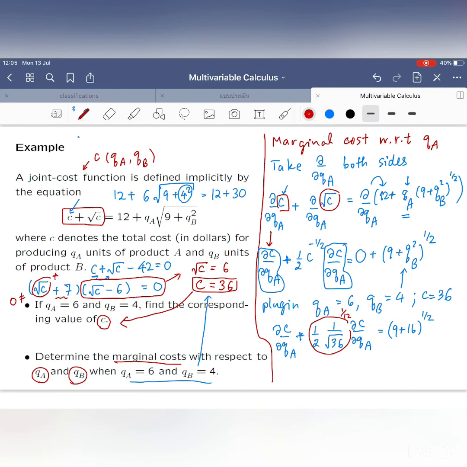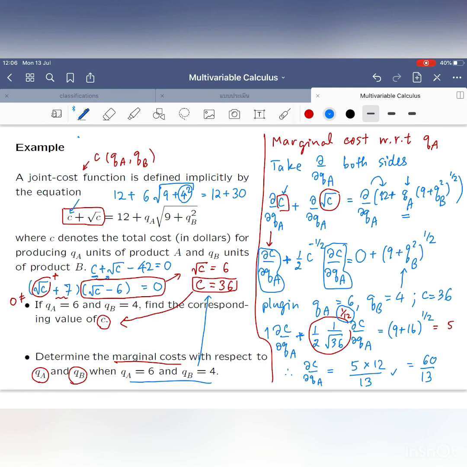So add that together with that one, and also this one, it is what? 5. So it means that your marginal cost with respect to QA is 5 multiplied by 12 over 13, because this one is 1, right? 1 plus 1 over 12 is 13 over 12. So you have this one, which is 60 over 13.